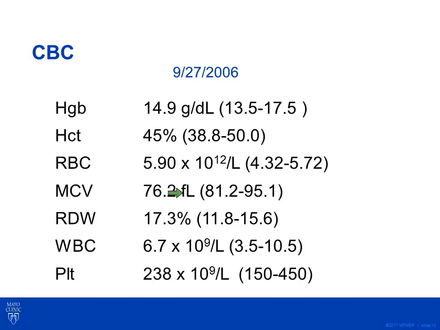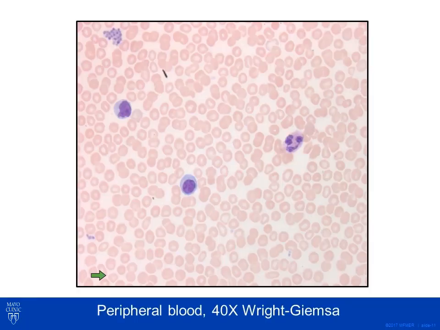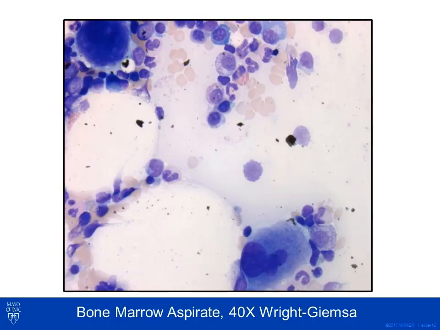Here is the CBC that accompanied that bone marrow. You can see that his hemoglobin and hematocrit are down within normal ranges, but his red blood count is a little bit high. His white blood cells and platelets are still within normal limits. Here is the peripheral blood of that examination, basically just showing that it's normal. Here is a bone marrow. It looks a little dark to me, but you can see basically that we see normal trilineage hematopoiesis, and here I'm pointing out 2 megakaryocytes, which are morphologically normal.